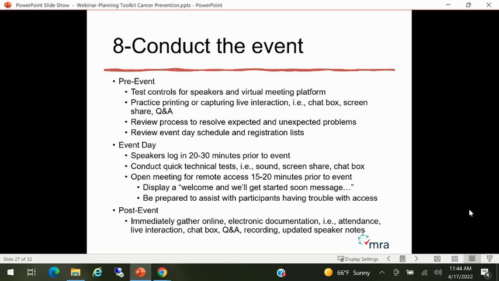Be prepared to have some sort of process in place to handle people who are having trouble with access and getting in. So you may need to have someone moderating or watching that live chat box the moment you open the meeting up. Post-event, and we're going to talk more about that in the next slide, but post-event, you want to make sure that you gather all the required documentation. This should all be outlined and detailed on your planning checklist.